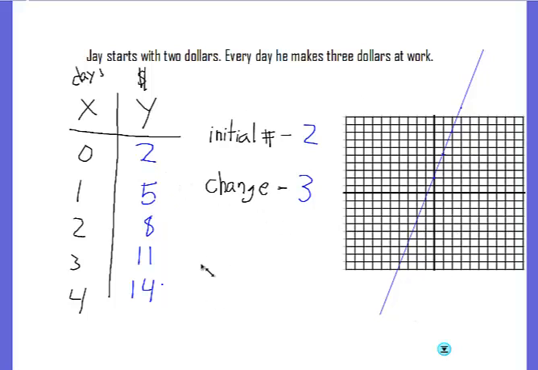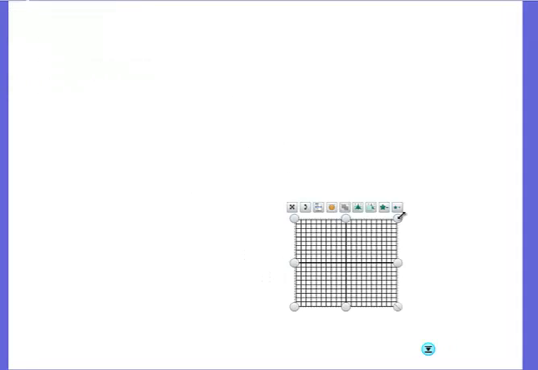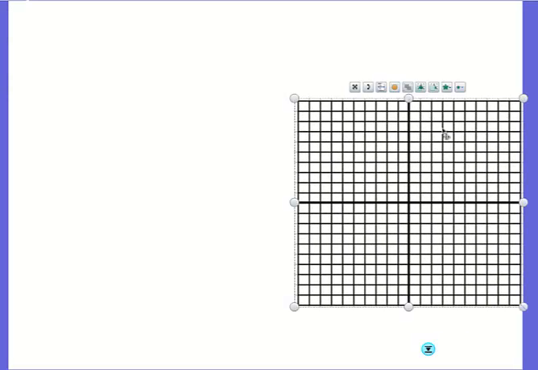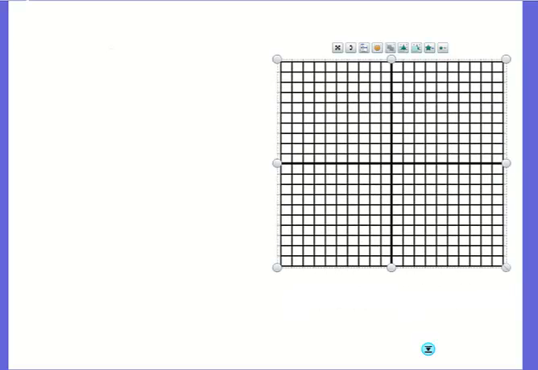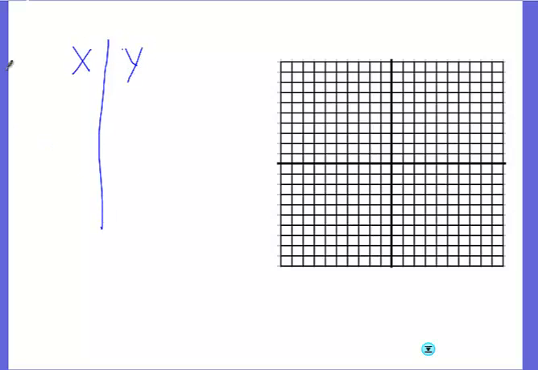Okay, because one of the things that you're going to have to be able to do is you're going to want to be able to be given a table, okay, and you want to be able to graph it on a coordinate plane. So let's just do another one like that. So here we're going to have our graph. Okay, we are going to make our table. X, Y. All right, let's start at 0, 1, 2, 3.